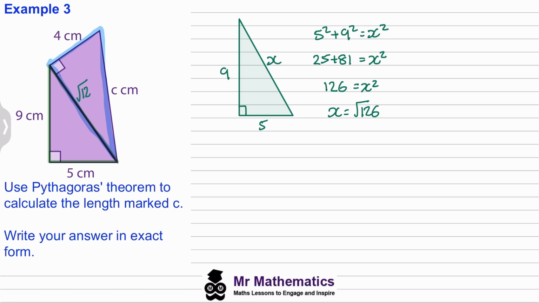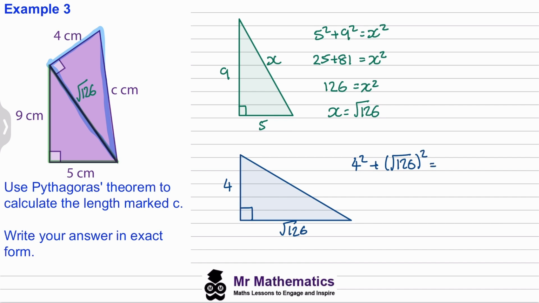Square root of 126. And now we have two lengths in this blue triangle. So if we apply Pythagoras' theorem again, the hypotenuse in the green forms the base in the blue. So this will have a length of root 126. And the height will be 4. So using Pythagoras' theorem, we know 4 squared plus the square root of 126 squared will give us the hypotenuse c squared. And when you take the square of this square root, these two will cancel.